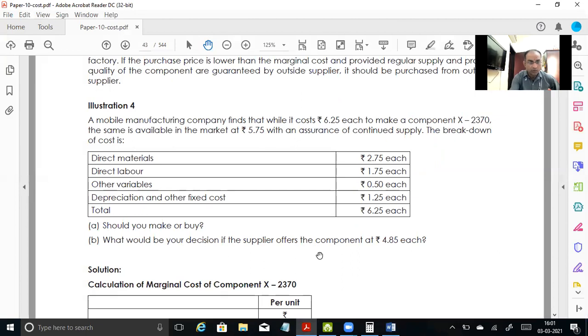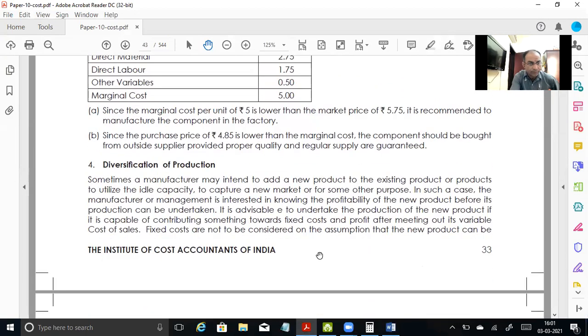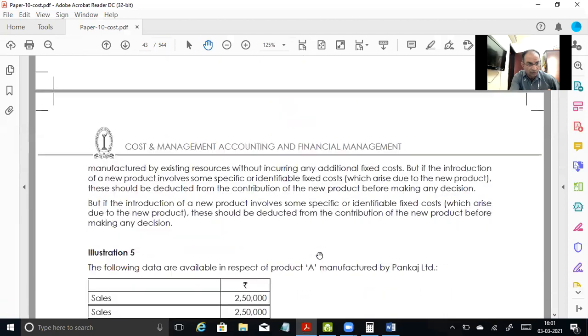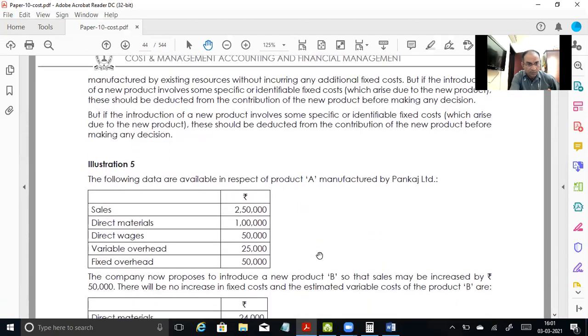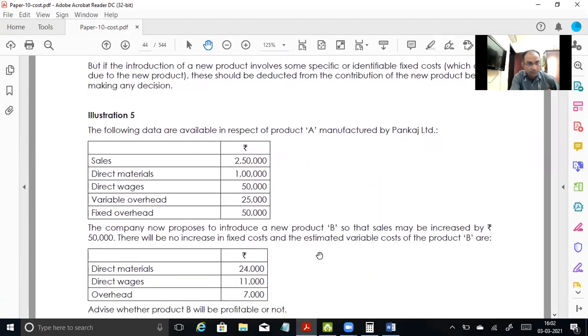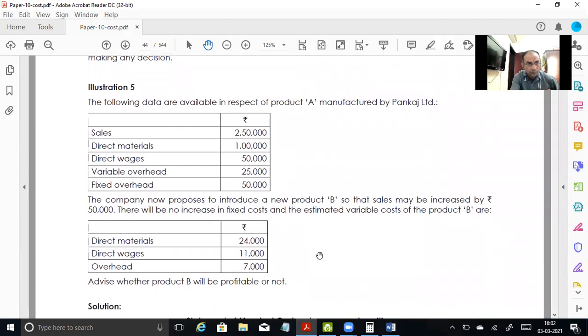Okay, moving on to illustration number 5, diversification of production. Let us check what they say in this question. Illustration 5 says the following data are available in respect of product A manufactured by Pankaj Limited. Sales are given. This is data for product A. Sales is given 2.5, direct material 1, direct wages, variable overhead, fixed overhead.